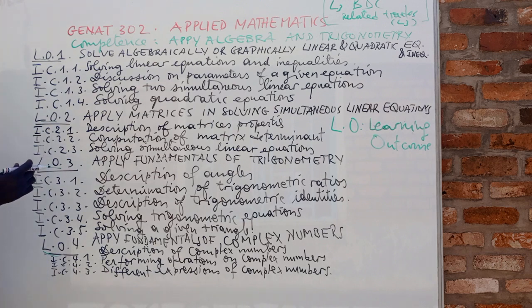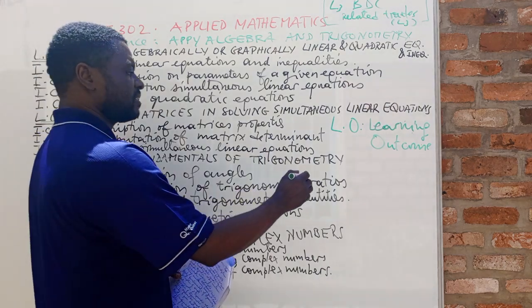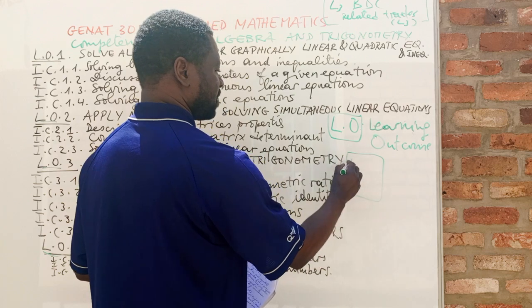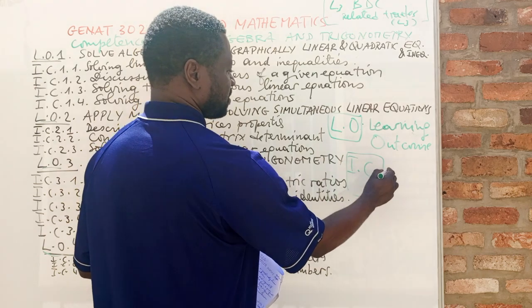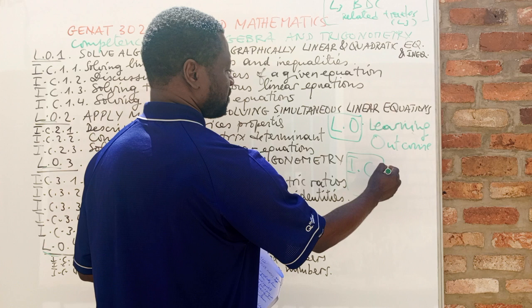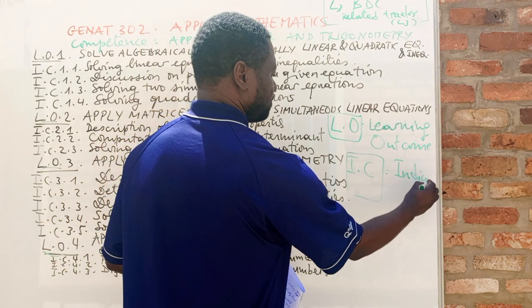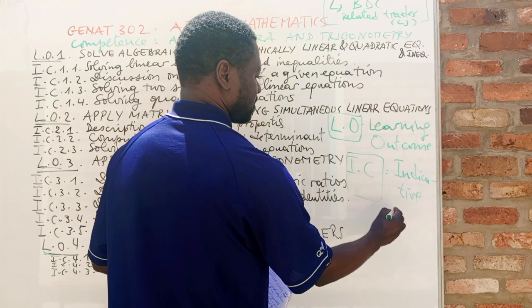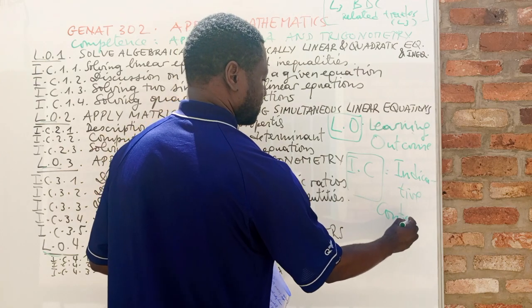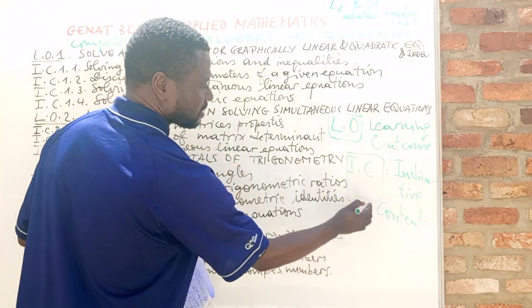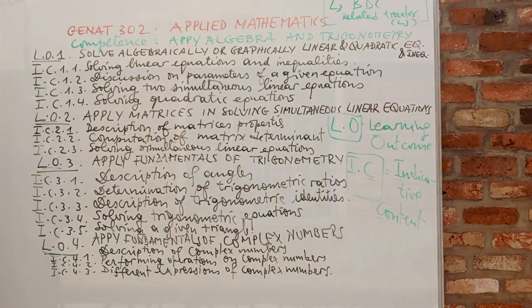There is also another abbreviation, IC. This is the abbreviation for indicative content: I for indicative and C for content.